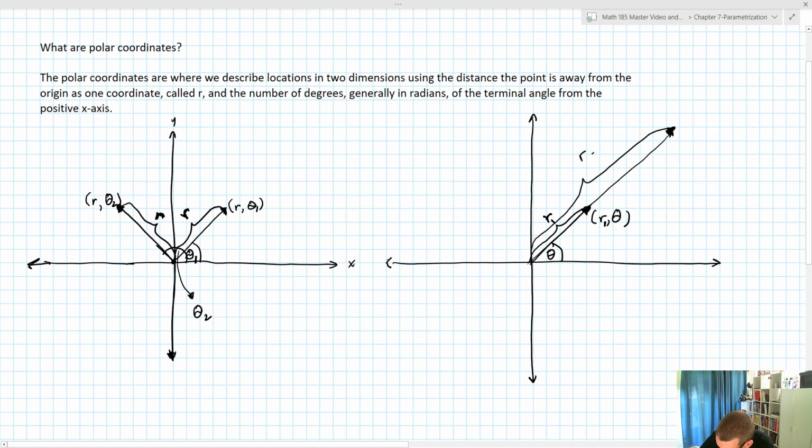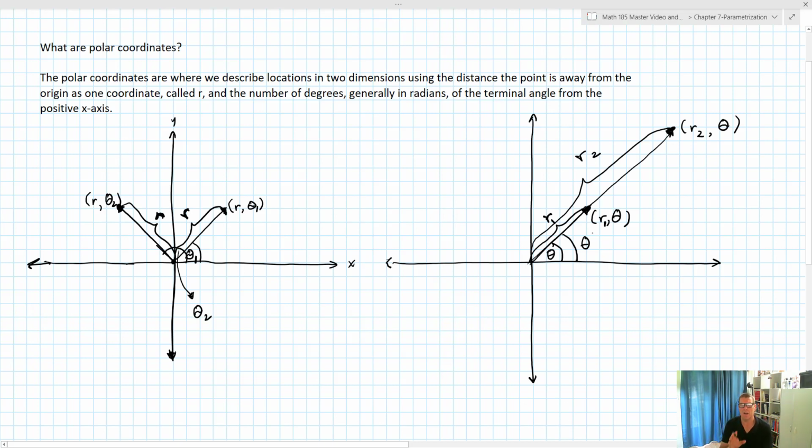It's actually, we'll call it r2 away from the origin. It's quite a lot farther away. Okay, so this is r2, but it's still going to be theta, that angle of elevation from the positive axis. So there's theta. Okay, and so that's kind of the idea.